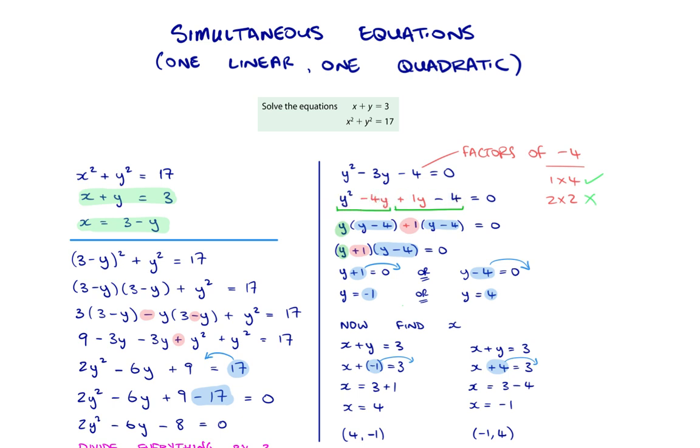I put the first 2 terms together and the last 2 terms together, and I grouped. So I took out what was common in the first 2 terms. Y was common in the first 2 terms, so I took it out. Y times y gives me y squared. Y times negative 4 gave me negative 4y.